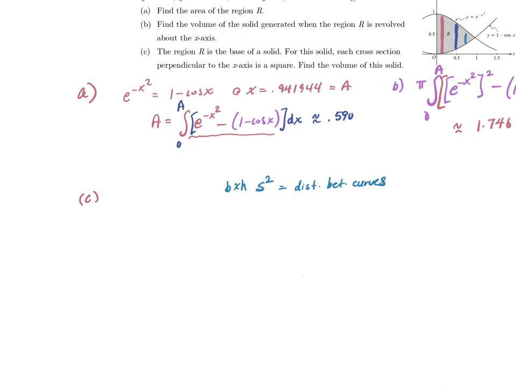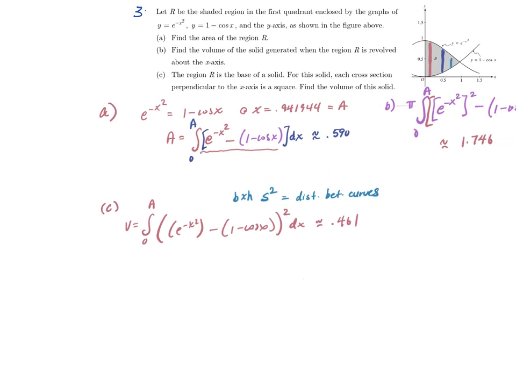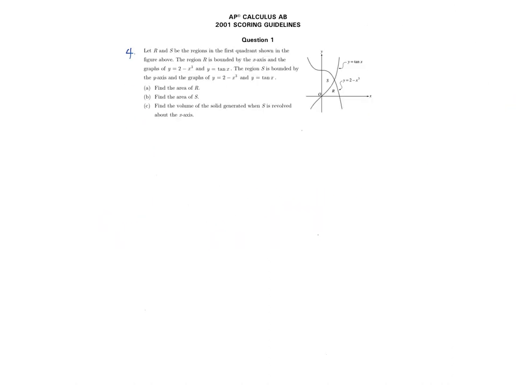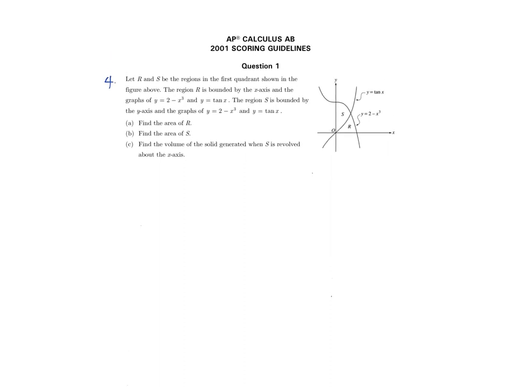Okay, so again, the volume is going to be 0 to a, and then it's going to be e to the negative x squared minus 1 minus cosine of x squared, dx. Put that into your calculator, you get 0.461. All right, guys, we're going to keep going here. So this is 2001 question 1.